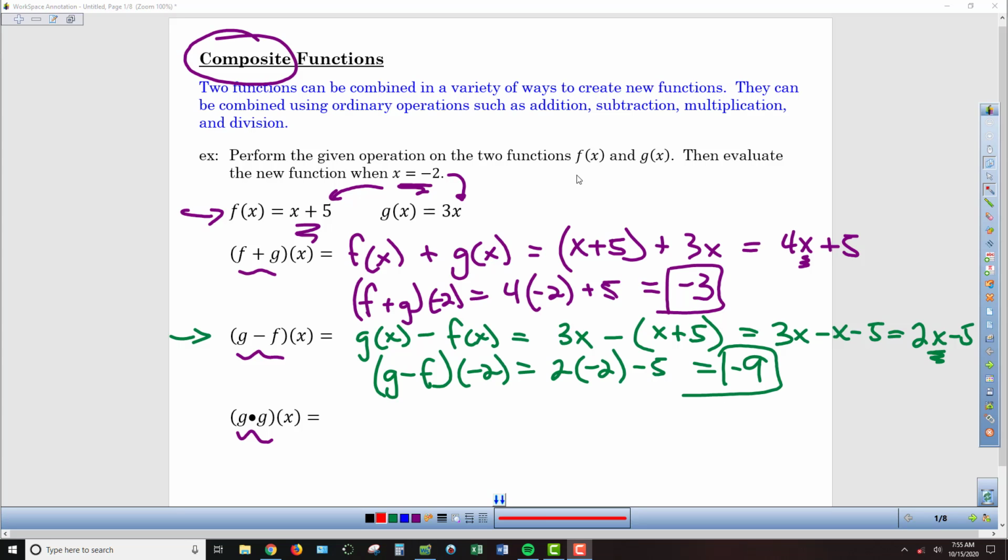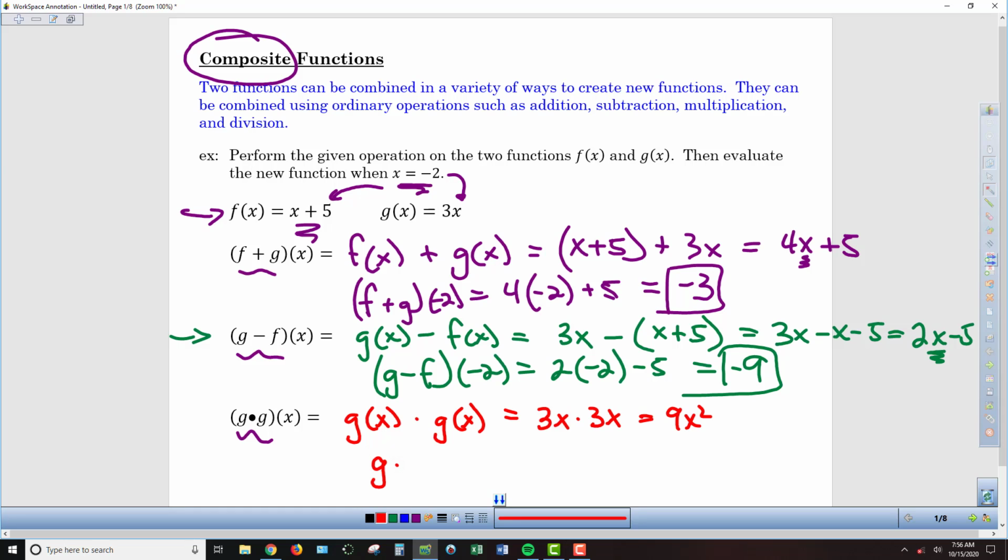And sometimes we can use the same function twice. So here we've got g of x times g of x. So I'm going to have 3x times 3x, or my combined function is going to be 9x squared. And so then again, if we want to evaluate it at this value of negative 2, so we've got g times g of negative 2, we're going to get 9 times negative 2 squared. So we get 9 times 4, or an output of 36.